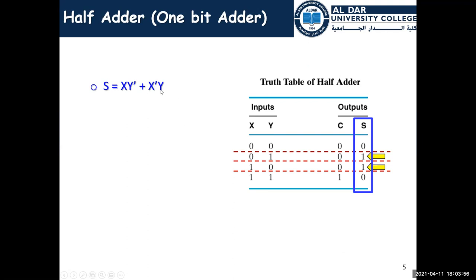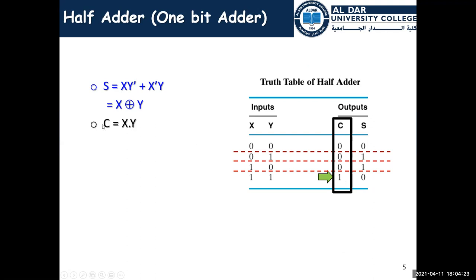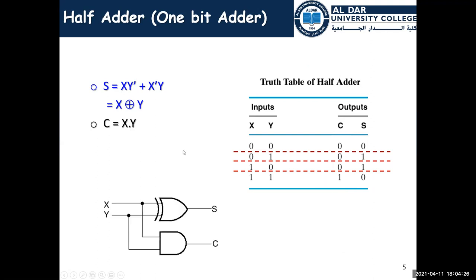So X dash Y or X Y dash. This is an XOR circuit. So X XOR Y is the circuit that we should implement as a half adder. And what about the carry? The carry is just the logic of AND, because it is always zero unless both inputs are one, then the result will be one. This means this is an AND circuit. So C equals X and Y, and we can represent the half adder with a simple XOR circuit and a simple AND circuit. This is a half adder.